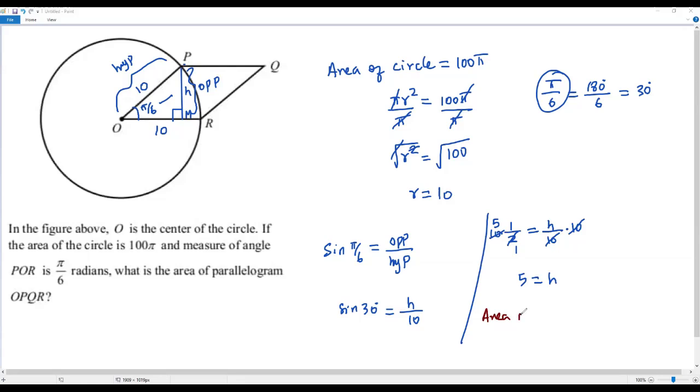Let me do it. The area of the parallelogram OPQR equals base multiplied by height. Let me write it over here. The base of the parallelogram is 10 and the height of the parallelogram is 5. 10 times 5 is 50. Therefore, the area of the parallelogram OPQR is 50 square units.